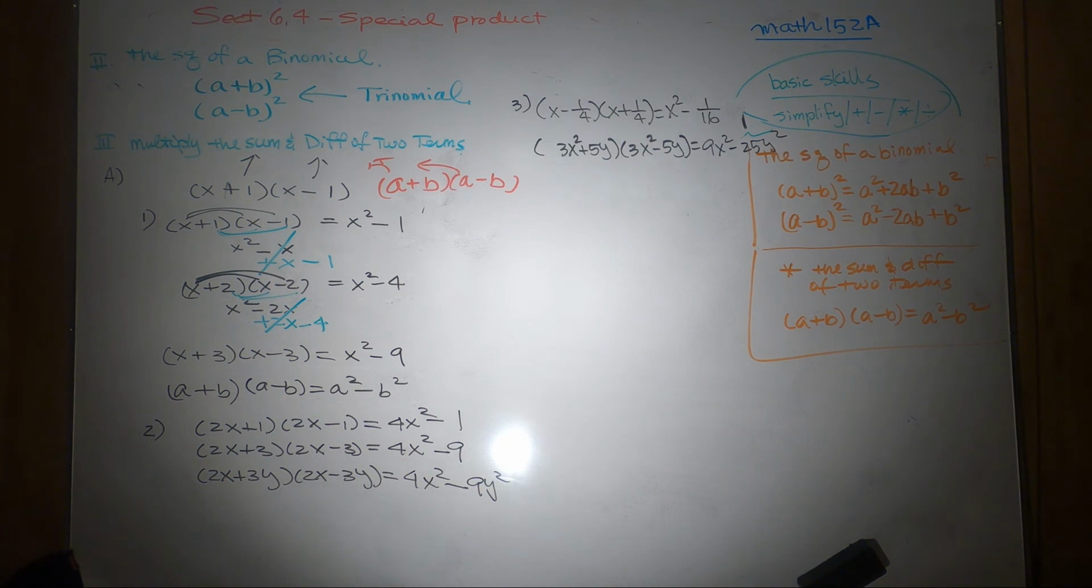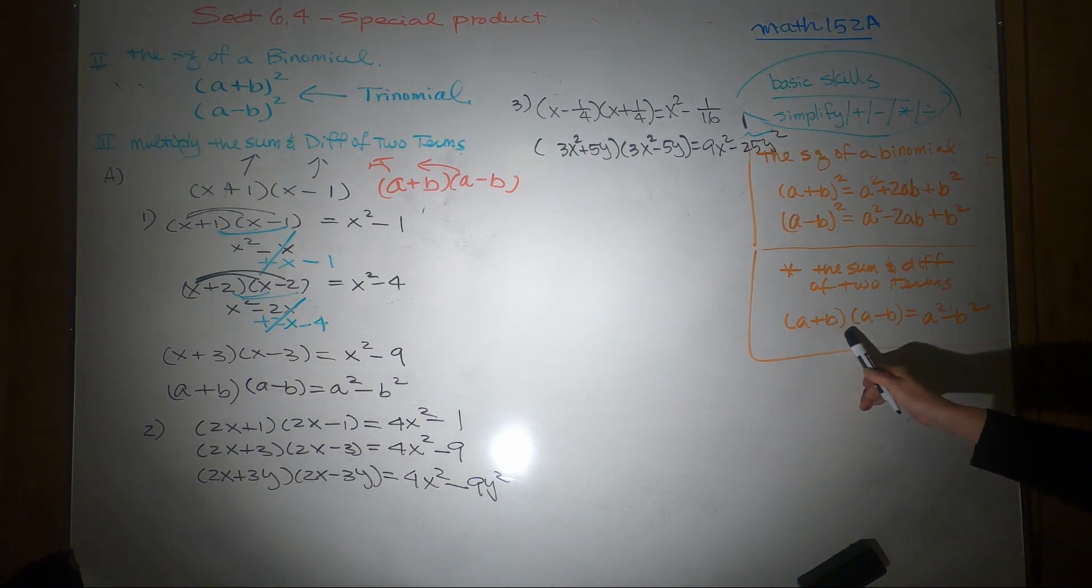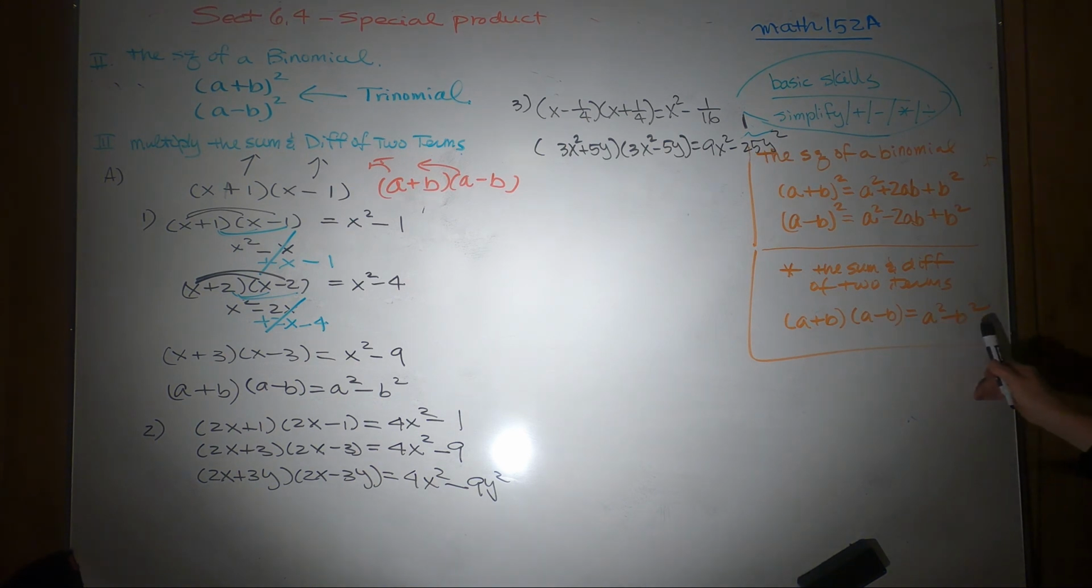So the formula would be: a plus b times a minus b equals a squared minus b squared, right?